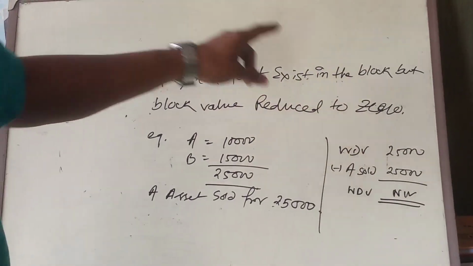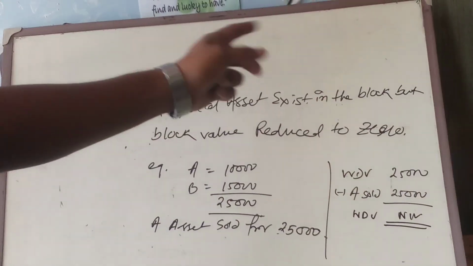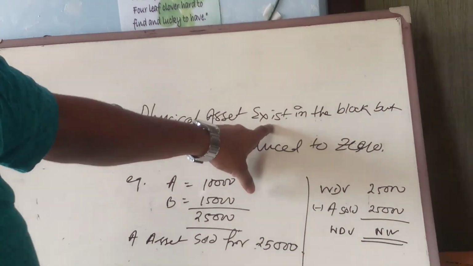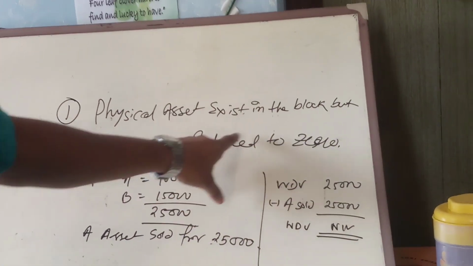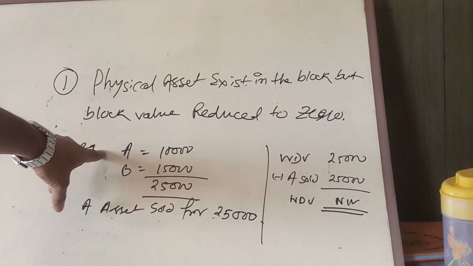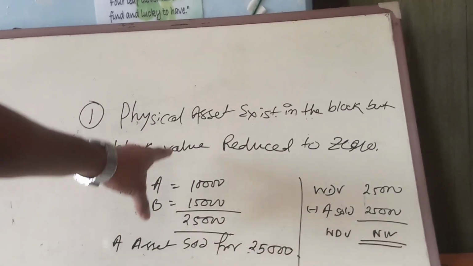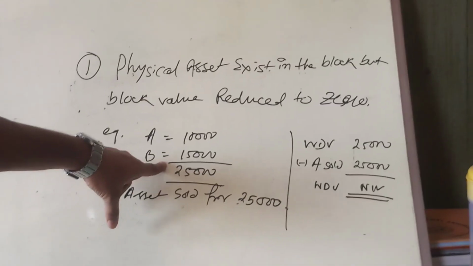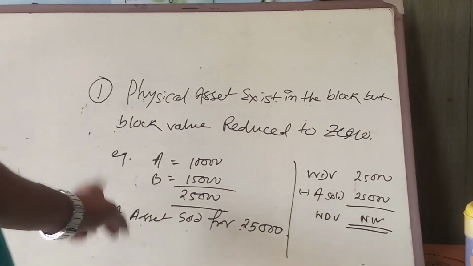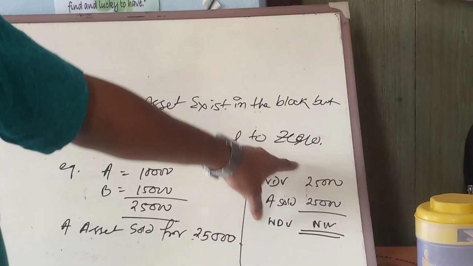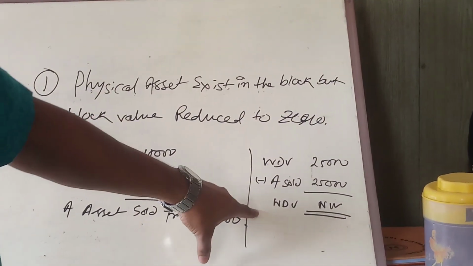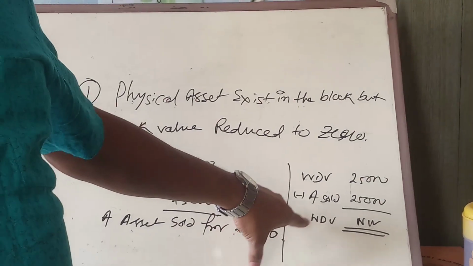So here is, I repeat, the first exceptional situation, where a physical asset exists in the block but block value is reduced to 0. Example: A 10,000, B 15,000, total WDV of the block 25,000. Now if only asset A is sold for 25,000, your block value is reduced to 0, while asset B physically exists in the block, but no depreciation will be charged in that situation. Now, exception number 2.